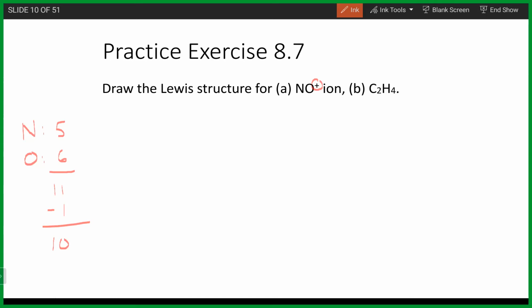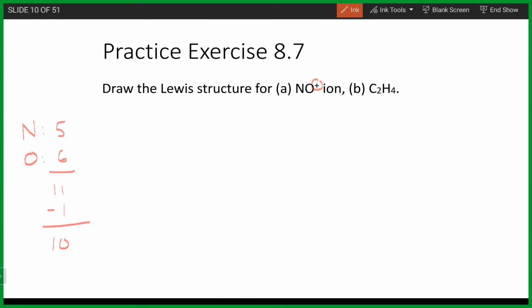So in this case, we're going to have 10 electrons to distribute around the nitrogen and the oxygen in order to fill the valence shell of both of these atoms. And in this case, since we've got an even number, unlike the radical that we saw, just NO without the charge, we will be able to fill the valence shell of both of those atoms.